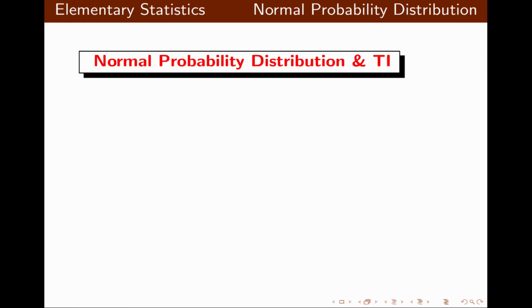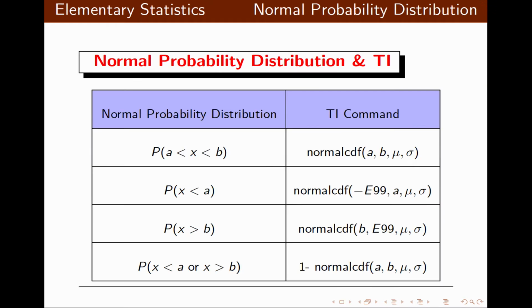How are we going to deal with normal probability distribution using TI? So this chart helps us to find the probability using the TI command normal CDF that takes four values: the lower, upper, mean, and a standard deviation. We used E99 for a very large number, and we use negative E99 when we need to have a very small number.